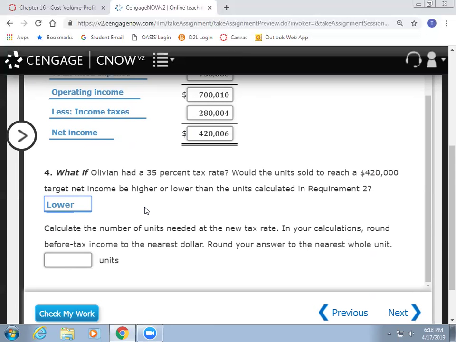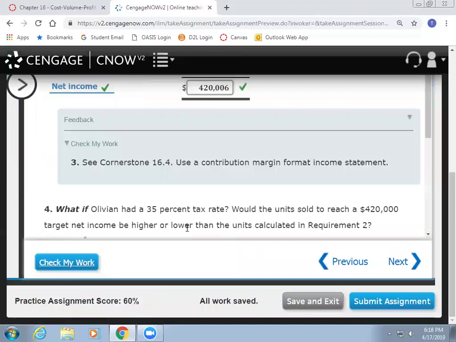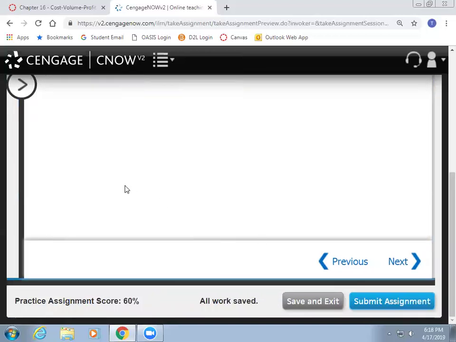Very good. 15,291. So what, almost 600 fewer units. 15,291. So that's dealing with after-tax profits and also still dealing with target volume and everything. Any questions on that one? All right. On to the next one.